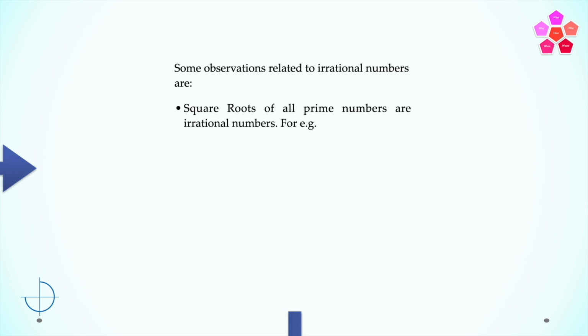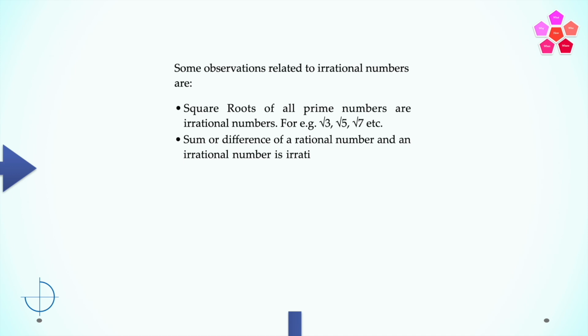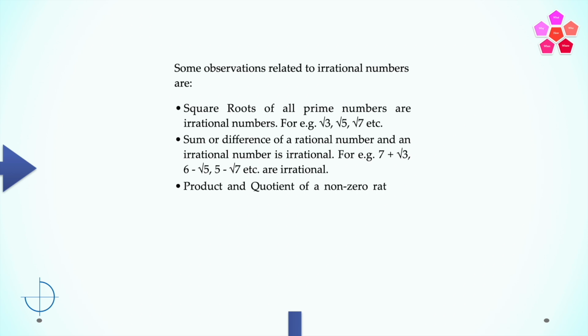For example, root 3, root 5, root 7, etc. are all irrational numbers. The sum or difference of a rational number and an irrational number is always an irrational number. For example, 7 plus root 3, 6 minus root 5, or 5 minus root 7 are irrational numbers. The product and quotient of a non-zero rational and an irrational number is irrational.